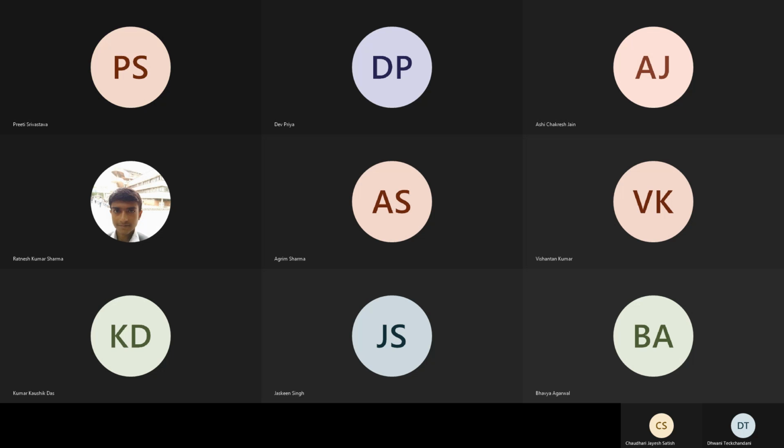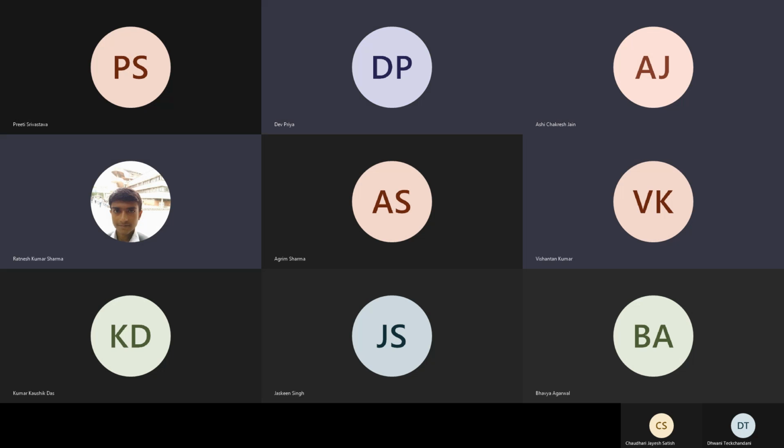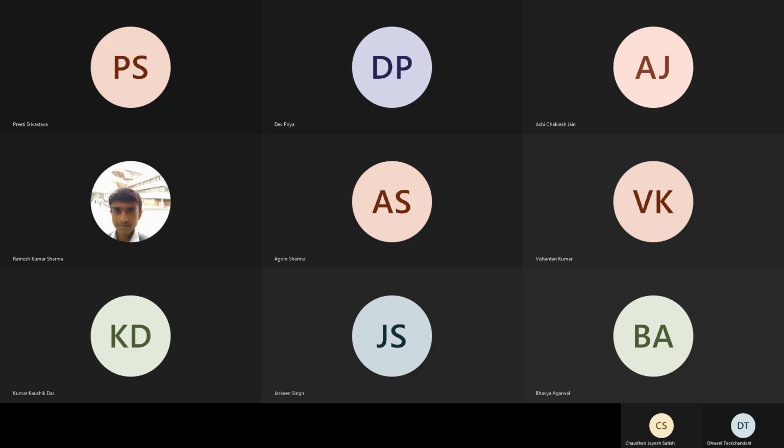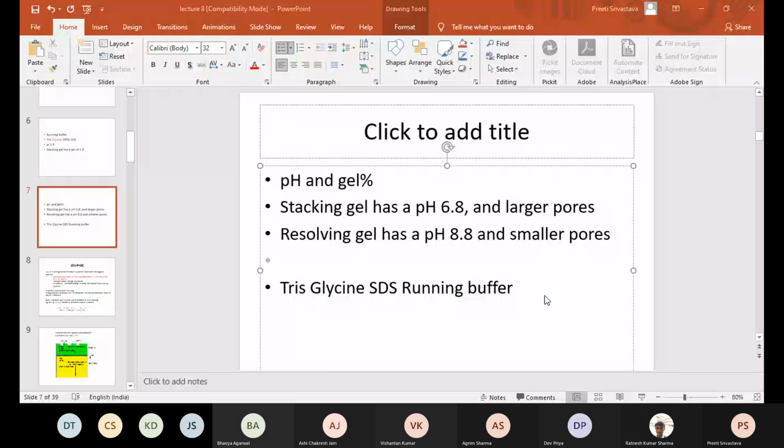Students, I think there was some issue with the net. Can you hear me or no? Yes, ma'am, we can hear. So we were discussing, can you see the slides? Yes, ma'am. Okay. Now we can. Right. So Devpriya, are you there? So the difference in stacking and resolving gel is with respect to pH and pore sizes. So this part is clear to you?